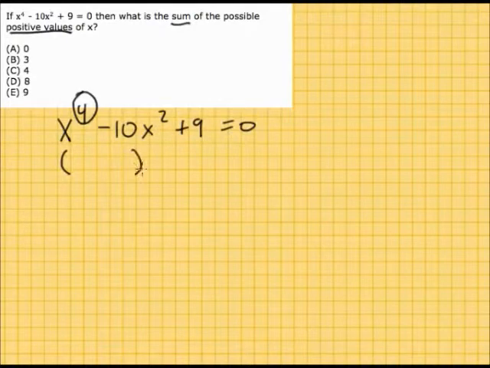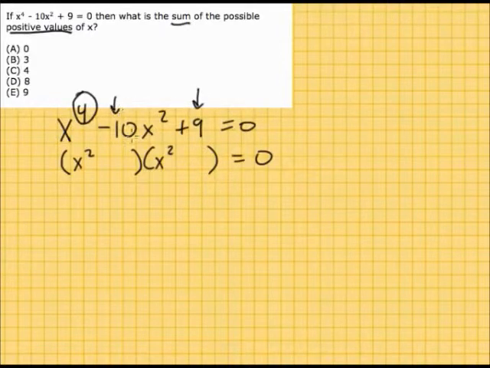So let's talk about the first thing that you can break down, x squared and x squared. If you were to FOIL that, you'd get x to the fourth, so that makes sense for the first term. This plus 9 at the end and this minus 10x squared in the middle tells me that the two terms have to be negative, because a negative times a negative is a positive, and when you add those two negatives together, you'll get minus 10.